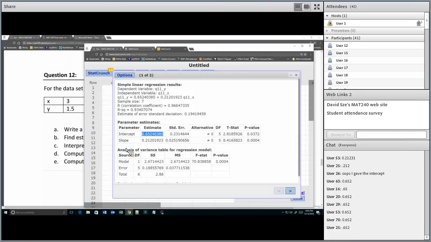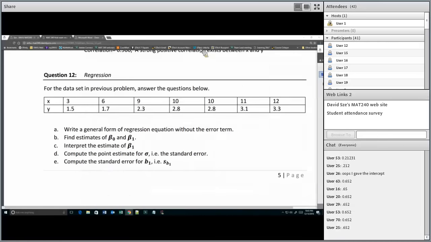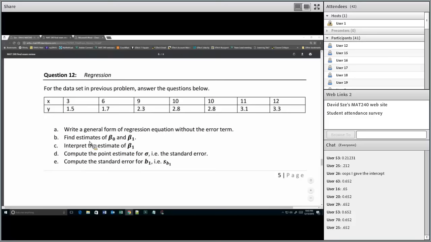And so because you now have the slope and intercept, you can form the equation yourself, right? But also the equation is given here. Y equals 0.652, which was your intercept, plus 0.212, which is your slope, times x. So the equation is given right here. Okay, and that's your answer to part B.